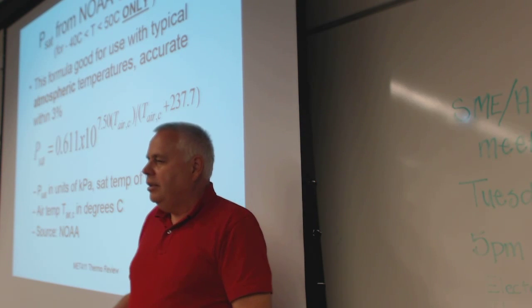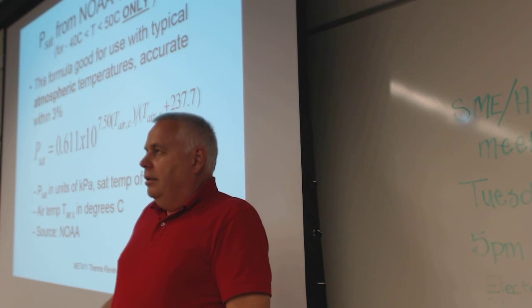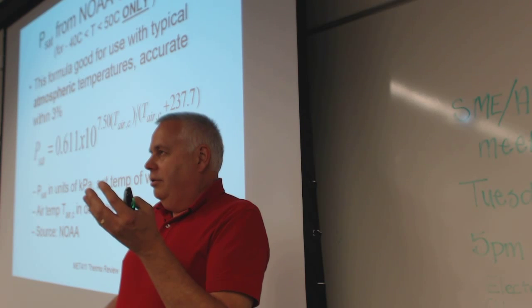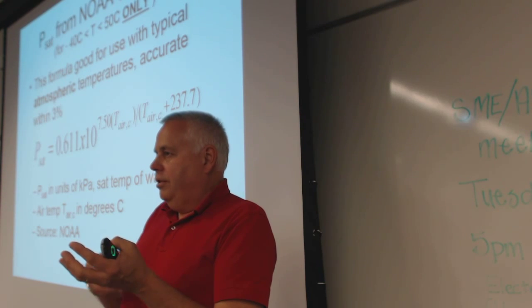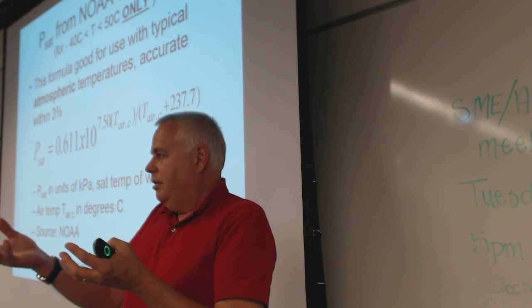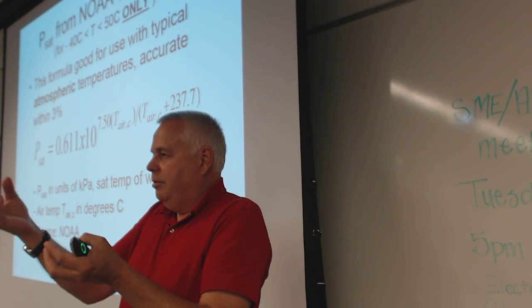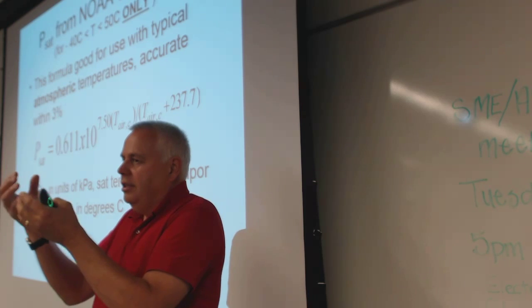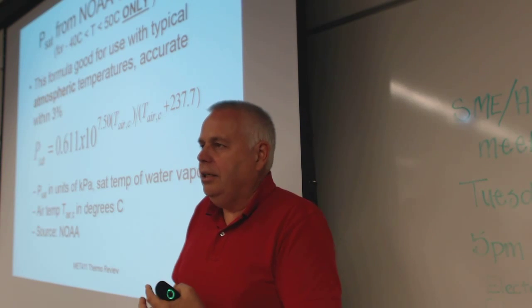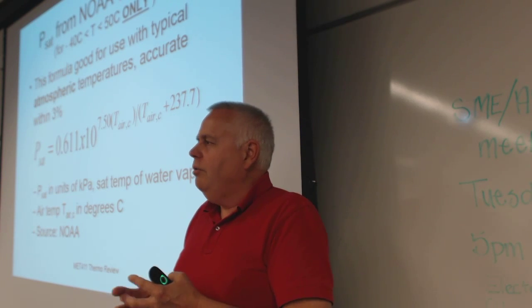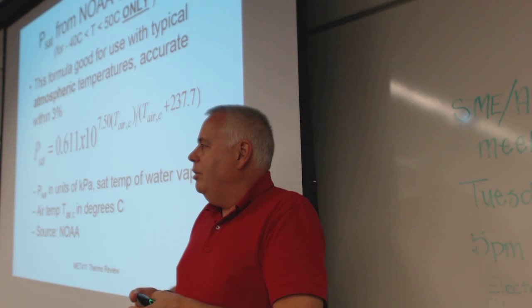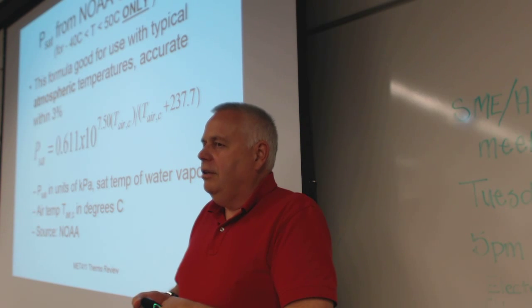Because if you think about it, air is nitrogen, which is 2 times 14, and oxygen, which is 2 times 16. You've got 28 grams per mole or 32 grams per mole, and air is more than 28 and less than 32. We call it 29 grams per mole. Anyone want to hazard a guess at what the molecular weight of H2O vapor is?